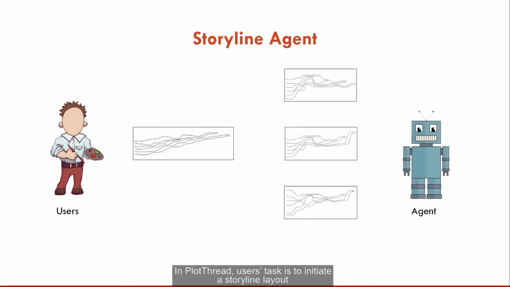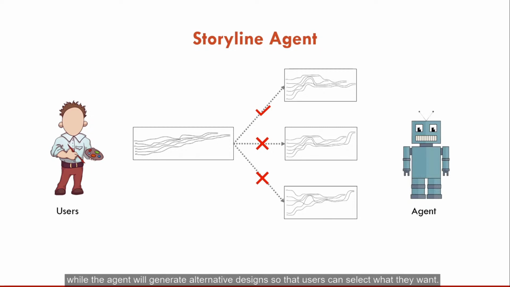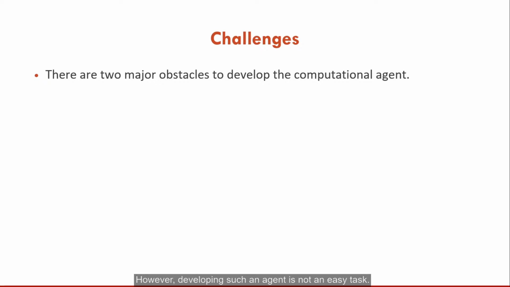In PlotThread, users' task is to initiate a storyline layout, while the agent will generate alternative designs, so that users can select what they want. However, developing such an agent is not an easy task. Here come 2 major challenges.